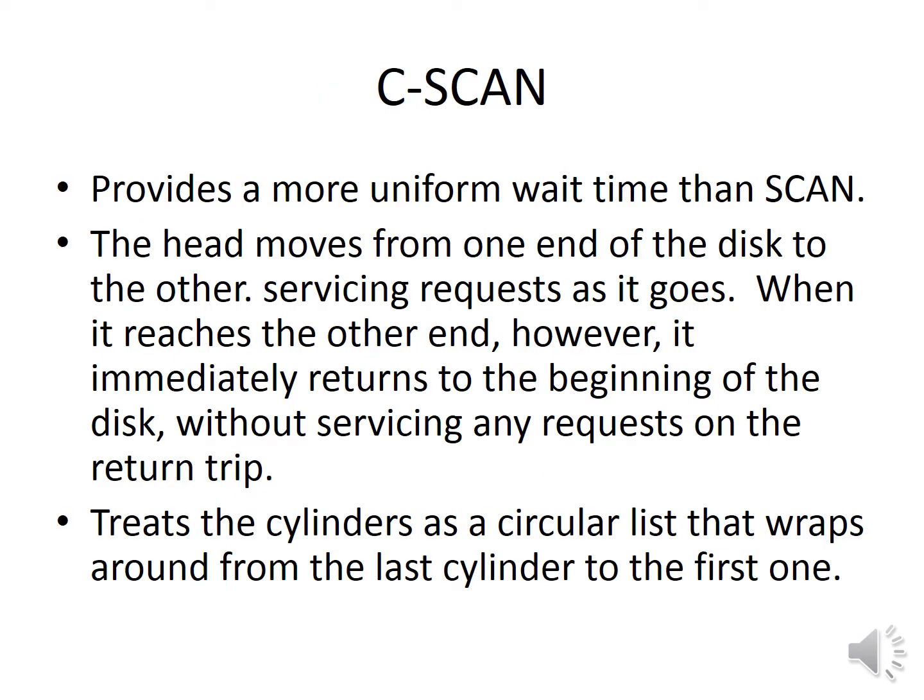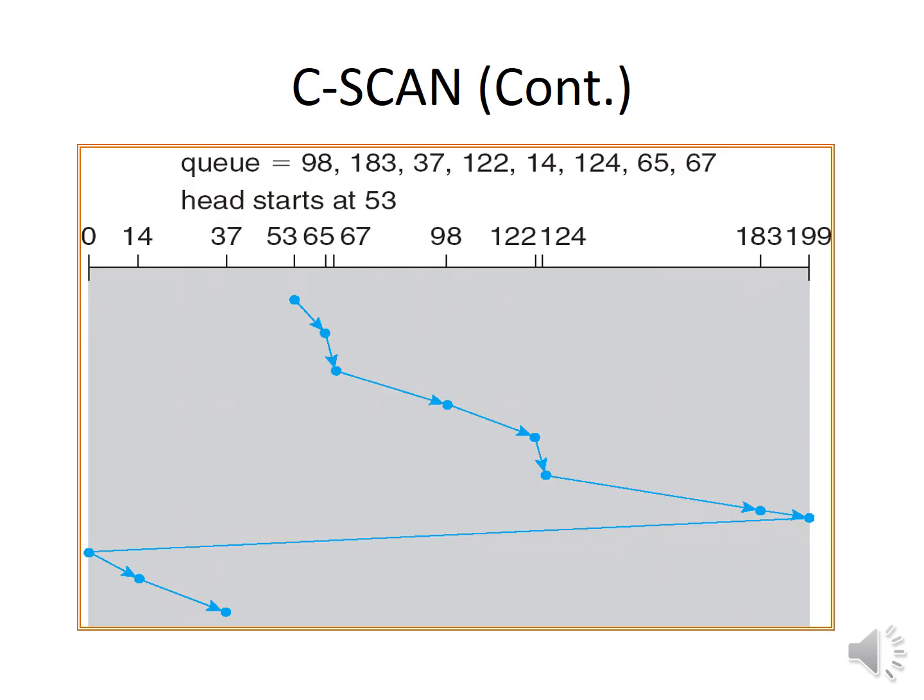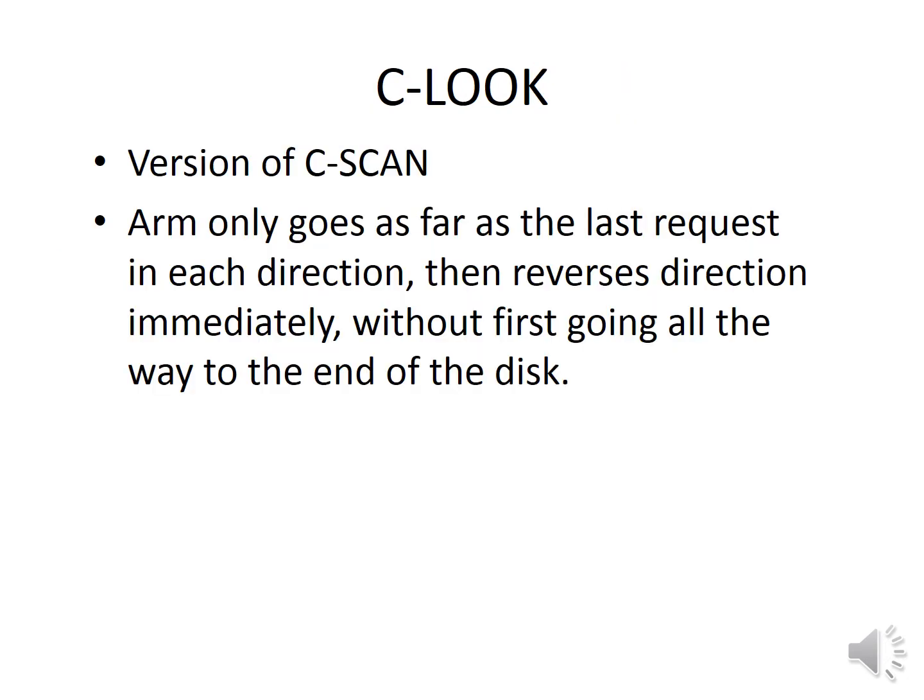C-SCAN provides a more uniform waiting time than SCAN. The head moves from one end of the disk to the other, servicing requests as it goes. When it reaches the other end, however, it immediately returns to the beginning of the disk without servicing any requests on the return trip. It treats the cylinders as a circular list that wraps around from the last cylinder to the first one. So there is an example with C-LOOK.